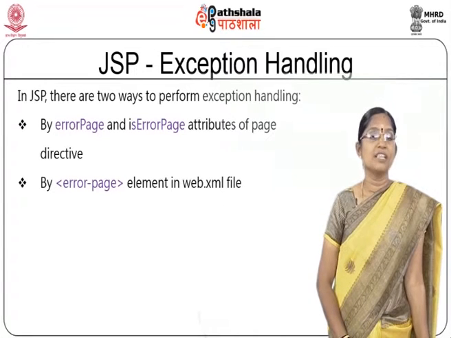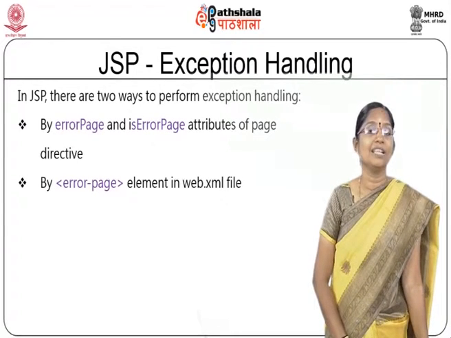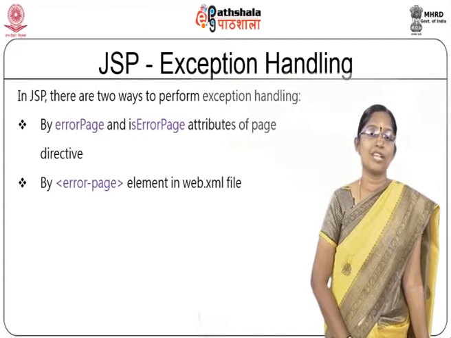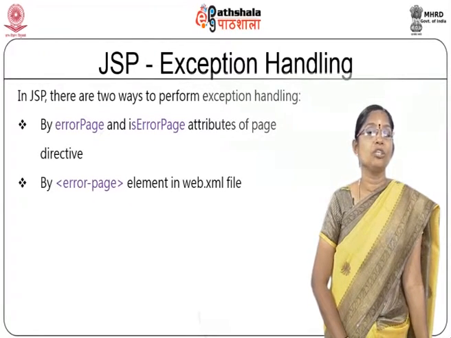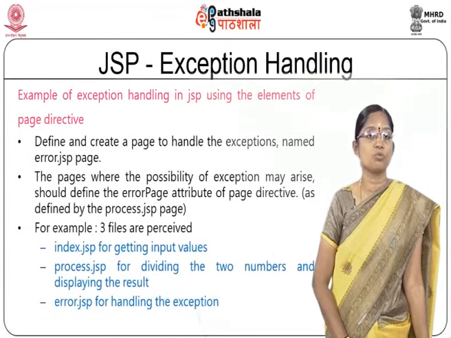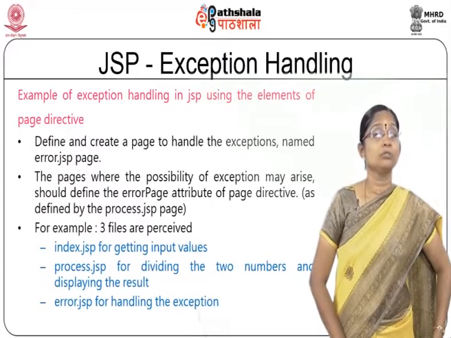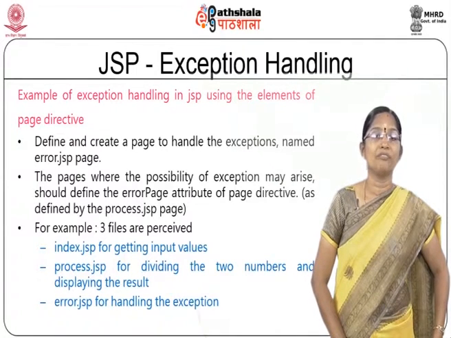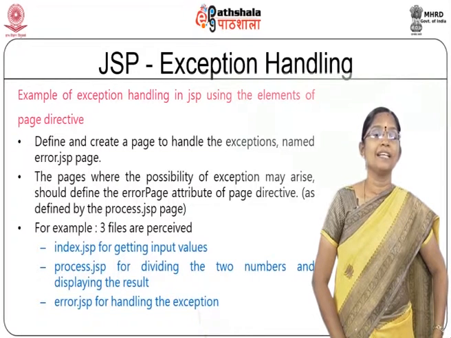In a JSP page, we have two attributes to handle exceptions. One is called errorPage, the other is called the isErrorPage attribute. The errorPage element is used in the web.xml file. The isErrorPage attribute is the common or frequent one which we use with the JSP page. Now, let us look through exception handling with the help of an example.